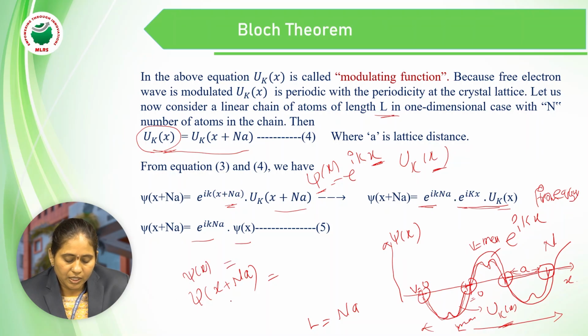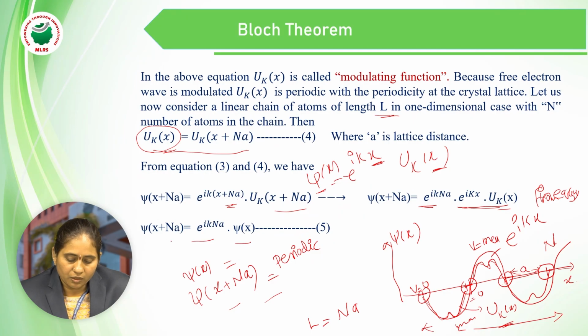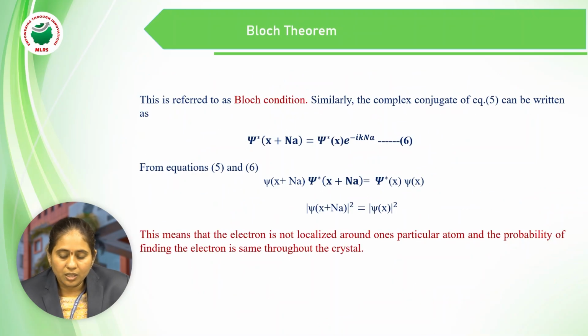Psi of x plus na has the same value as psi of x. That is, the wave function is also periodic. Potential is periodic, the modulating function is also periodic, and the wave function also maintains periodicity. This condition is known as the Bloch condition.